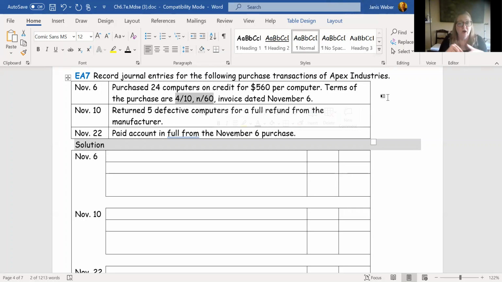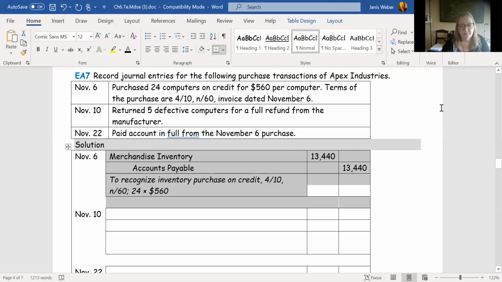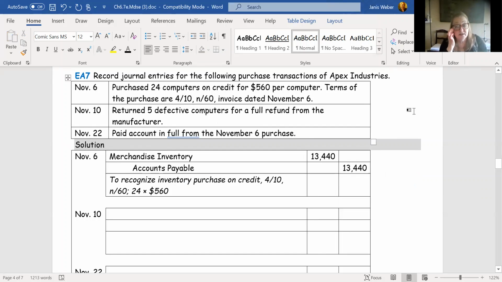Okay. So on this one, I suggest that you pause the video and solve it and then come back to me and let me solve it and see if you're right. All right. So whether you did or you didn't, here we go solving it. When you purchase those 24 computers, you're going to debit merchandise inventory and credit accounts payable. $13,440 is the total price because $560 times 24. And then you don't record the discount yet until such time as the payment's made, because of this next thing that's going to happen.